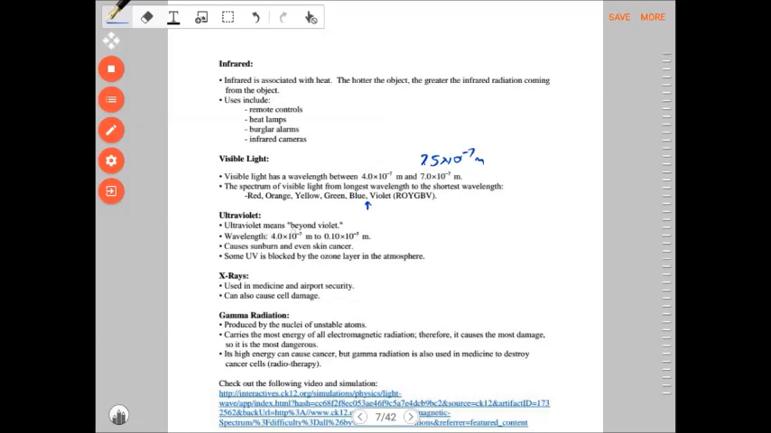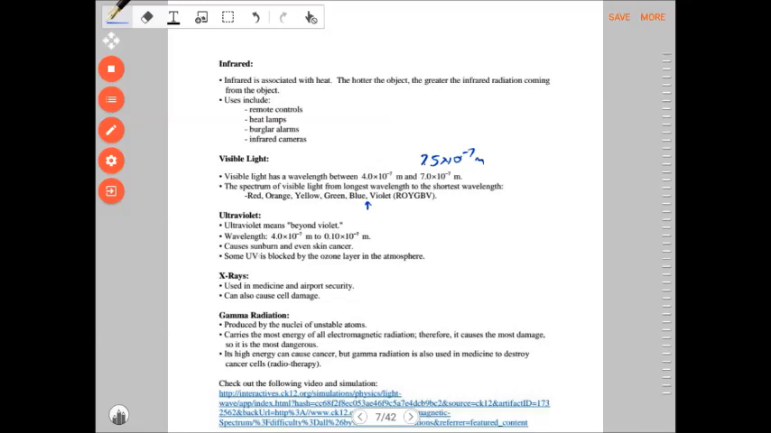Okay, ultra, of course, means beyond. So ultraviolet means beyond violet. The wavelengths are 4.0 times 10 to the negative 7 down to 0.1 times 10 to the negative 7. So remember, we're getting shorter. Now remember, the shorter the wavelengths, the more energy they have.